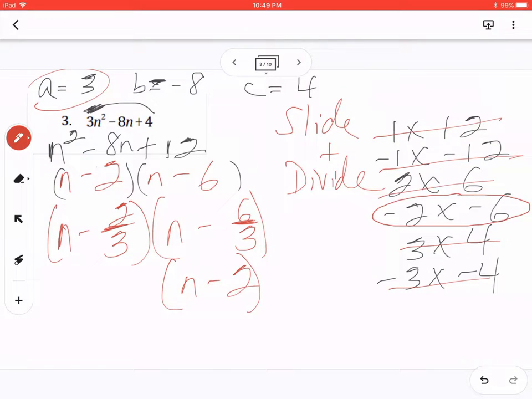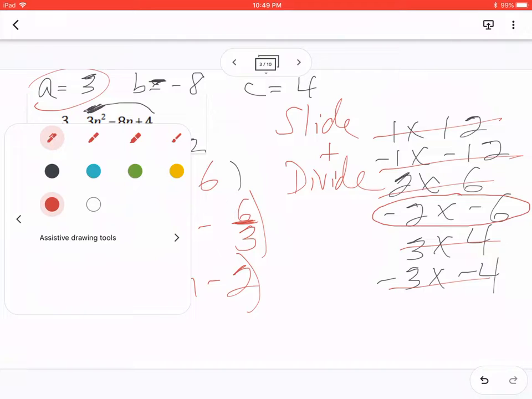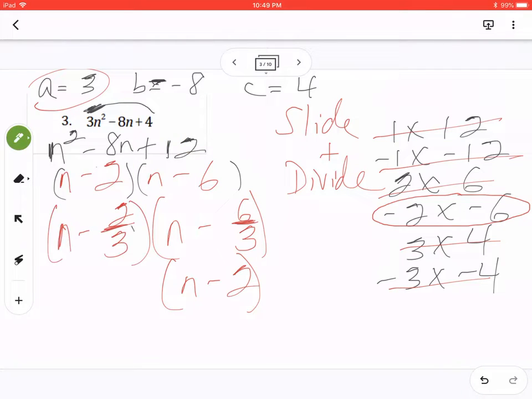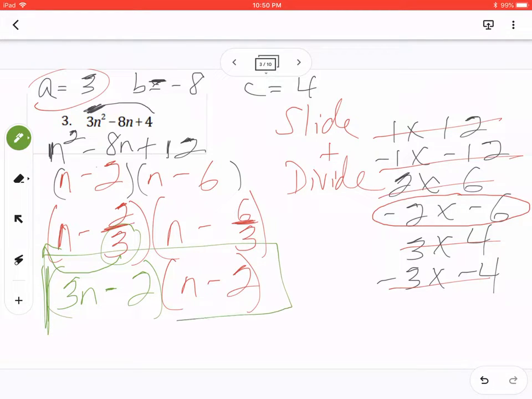However, when you have a fraction that cannot be reduced to a whole number, what happens is the denominator is going to jump in front of the variable, so 3 is going to come in front of n, and then the numerator is going to slide down, -2, making your first factor 3n minus 2 and your second factor n minus 2. When you multiply these two binomials together, you will get back that original trinomial.